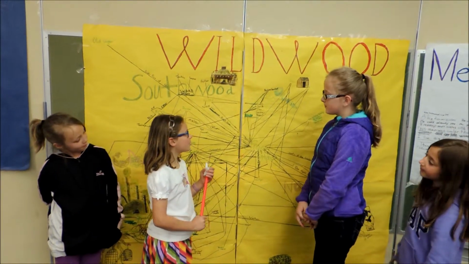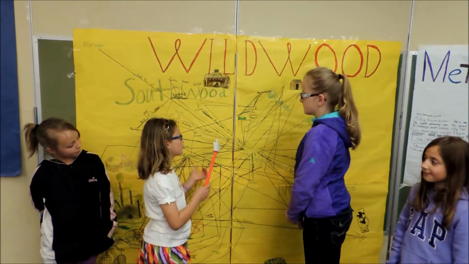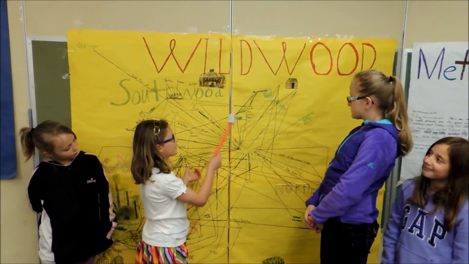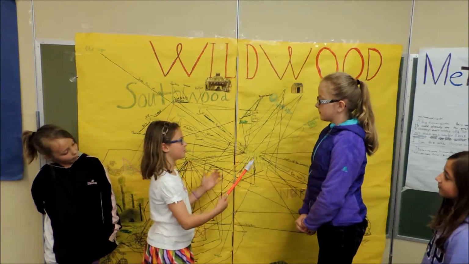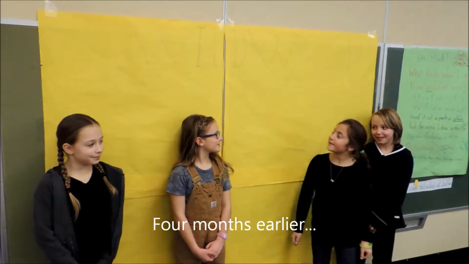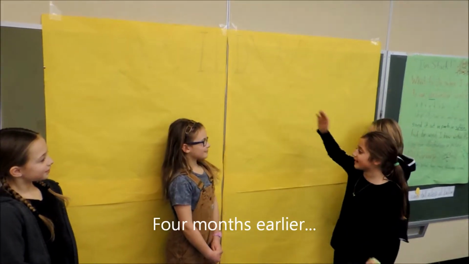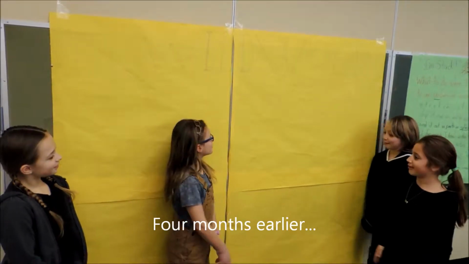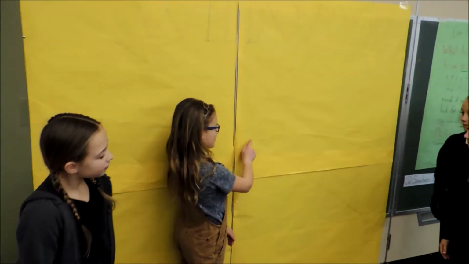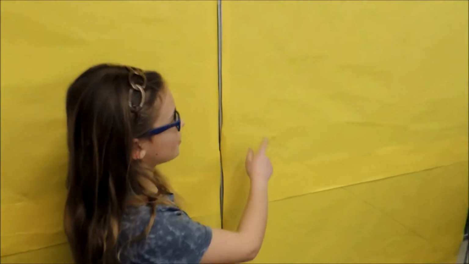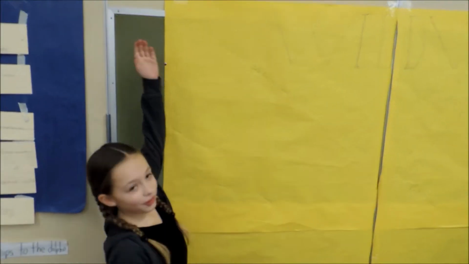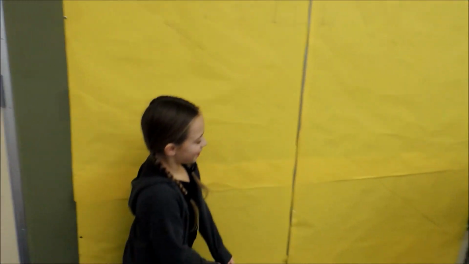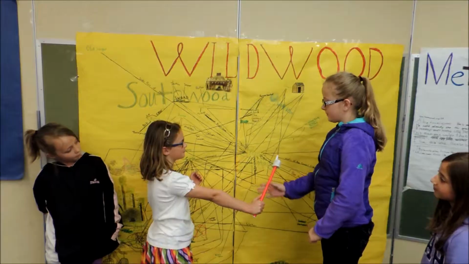Why we did this chart is because we wanted to see how many characters there were and how they were connected to each other. We have started Wildwood, and this is a character chart. Here we have Prue and Mac. They are brother and sister, and up here is their mother and father. We have the old woman and the murder of crows.